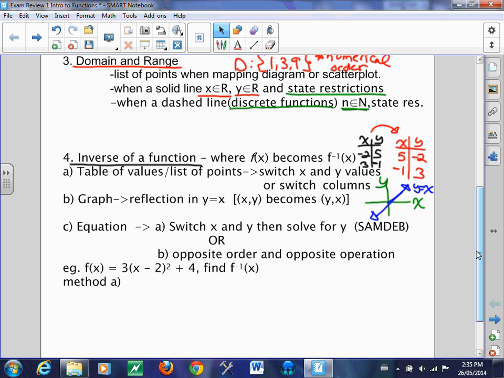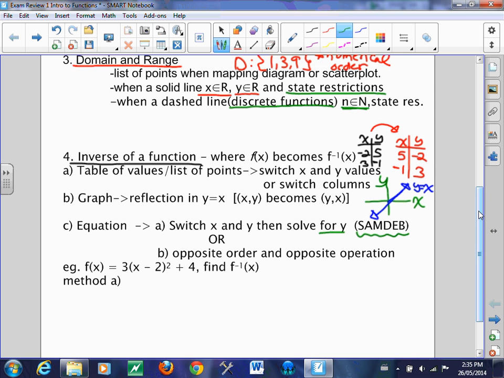Okay, the equation. There are two different ways you can do this. Switch x and y and then solve for y. But when you're solving for y, you're doing the opposite operations of BEDMAS. So you're working backwards. Okay? Or you write down opposite order and opposite operations. Okay? So we're going to do an example showing both parts. Part A is on this side, and I think, let me double check, part B is on the other side. Yep. Or on the other page.